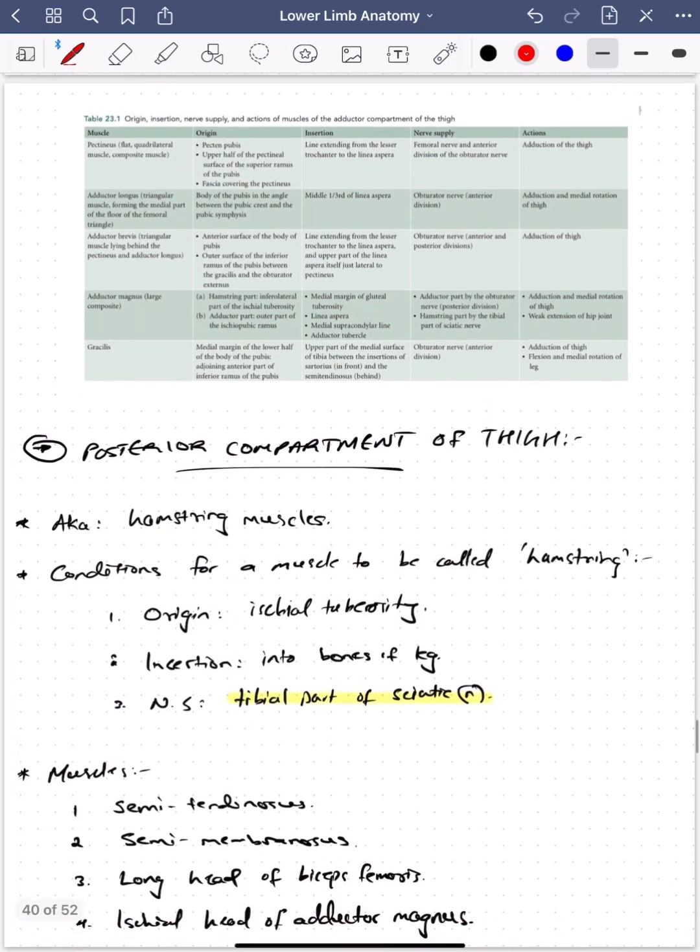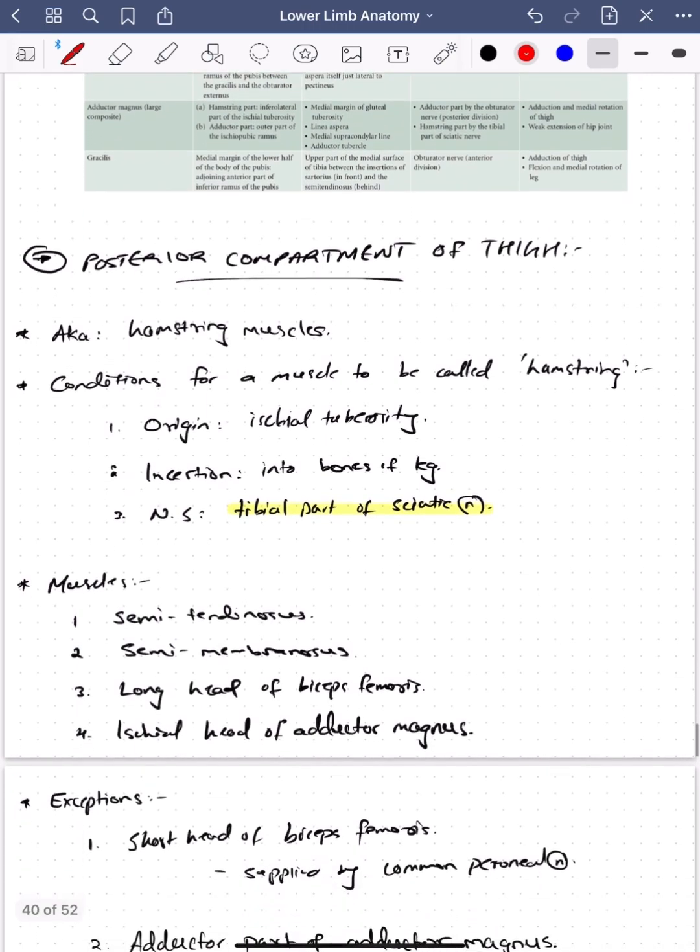Now, muscles in the posterior compartment of thigh are called the hamstring muscles. Okay. Now the conditions for a muscle to be called a hamstring muscle: number one, its origin must be the ischial tuberosity, and number two, they must be inserted into the bones of the leg, that is the tibia or fibula, and they must be supplied by the tibial part of the sciatic nerve.